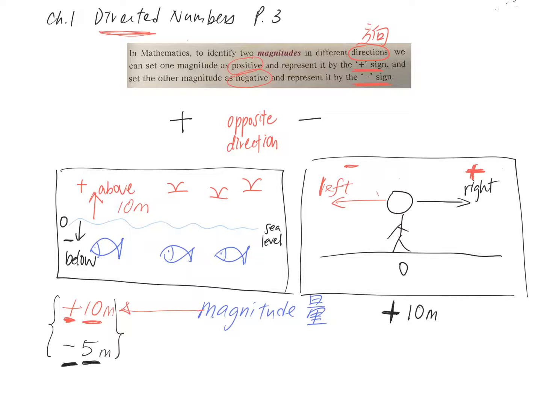For the other case on the right, there's the walking. If I write down plus 10 meter, it means that I'm walking on the positive side, that means to the right. By how much? What's the magnitude? It's 10 meter. So I'm walking to the right by 10 meter. Another example is negative 7 meter. What does that mean? Negative means I'm moving to the left. 7 means by how much I'm moving to the left. So I'm moving to the left by 7 meter. So that's the magnitude and the direction, which makes the directed numbers.